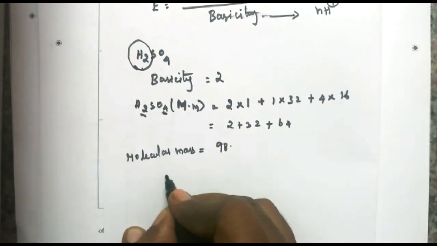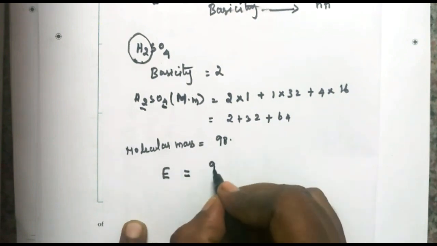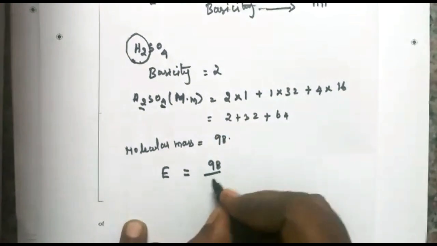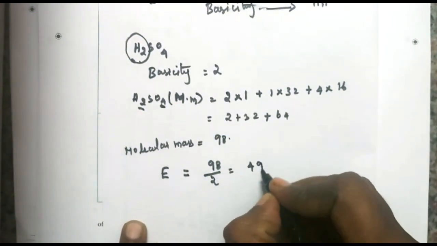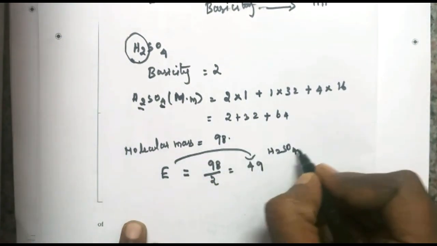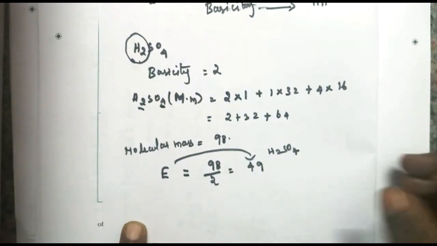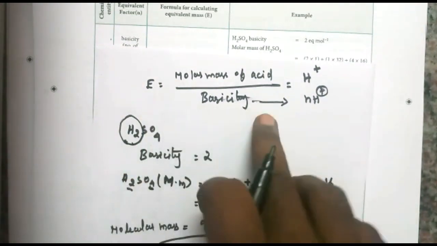We want to identify the equivalent mass of sulfuric acid, which is equal to the molecular mass of sulfuric acid, 98, divided by the basicity, 2. So the equivalent mass of sulfuric acid is 49. This is how we can calculate the equivalent mass of an acid.